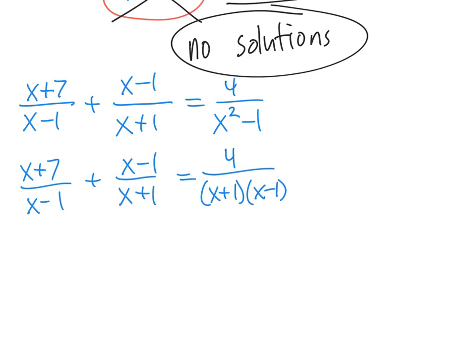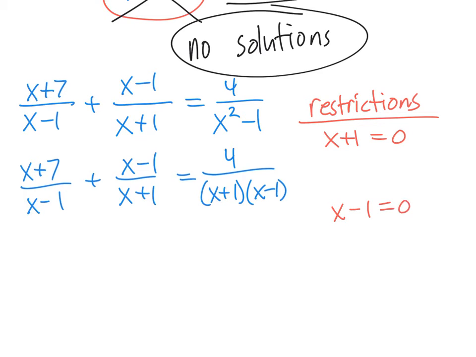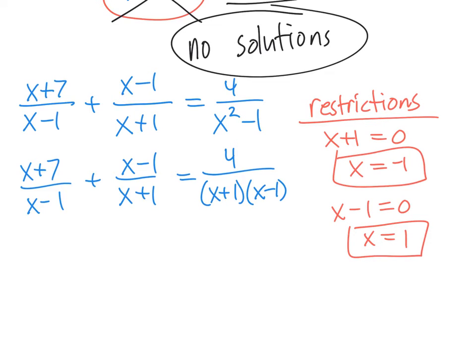Okay. Looking for extraneous solutions, looking for restrictions. Our only factors in the denominator are x plus 1 and x minus 1. Well, this would be x equals negative 1, and here we're going to have x equals 1. Both of those would make our denominators equal 0. Therefore, they are restrictions. So if our answer is one of those, it's going to be an extraneous solution.